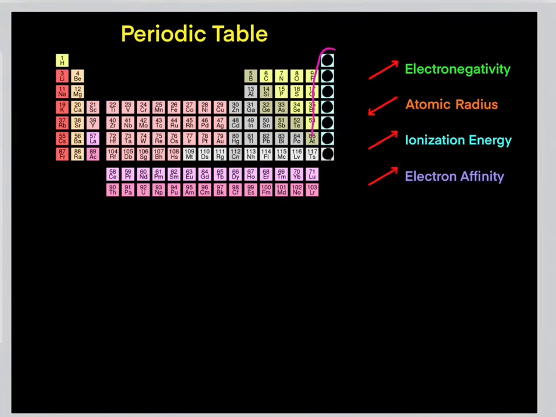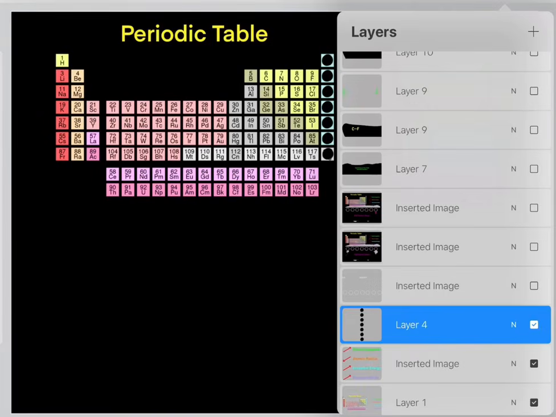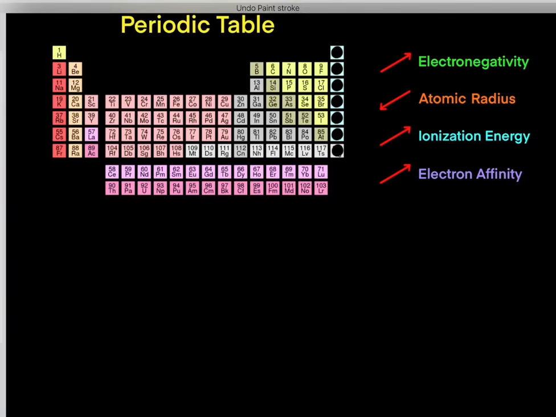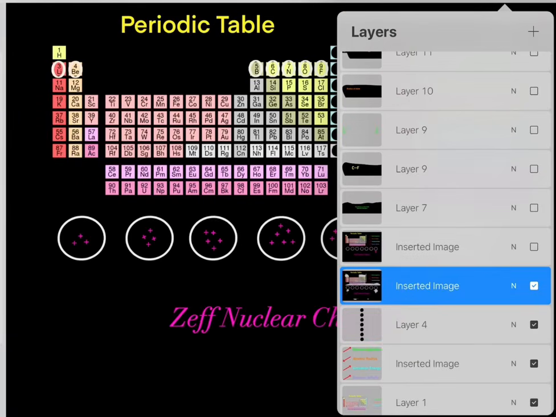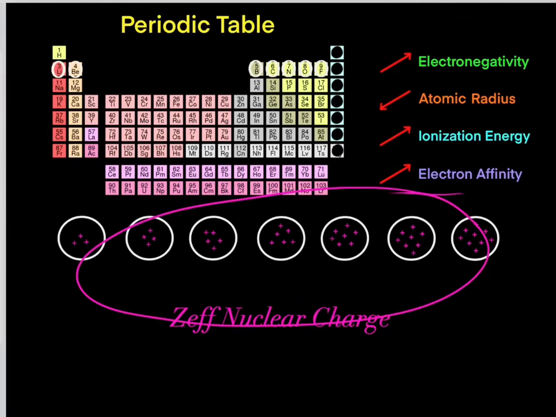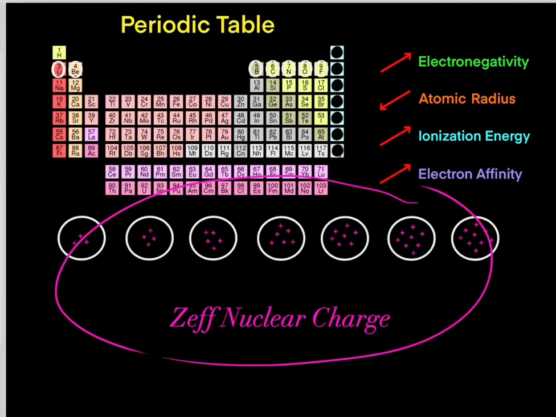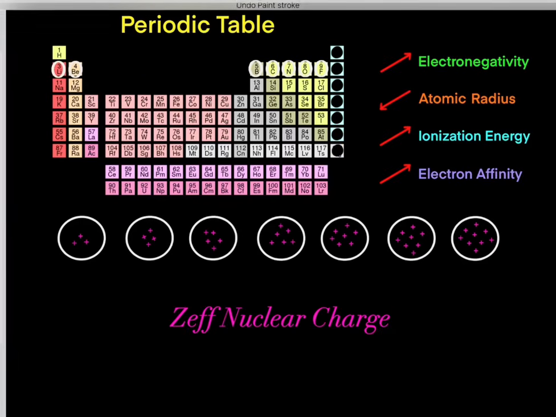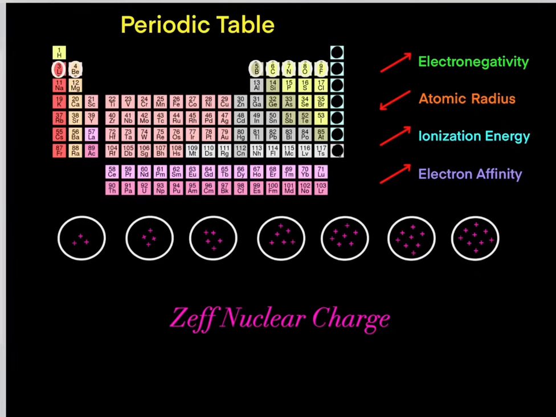Something important to realize is that these noble gases do not follow these trends. So really we can just ignore the noble gases while we're referring to these trends. In order to understand why we have all these periodic table trends, the only thing you need to understand is the Zeff nuclear charge. And if you understand the Zeff nuclear charge, you can understand why we have these particular periodic table trends.